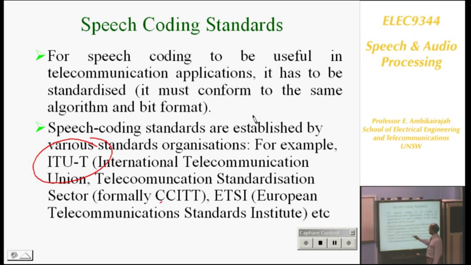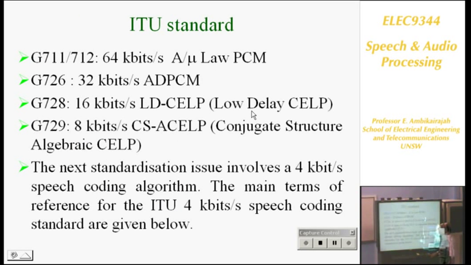ITU was formerly called CCITT, and then European standards are called ETSI. So what are the ITU standards? For example, G.711 is 64 kilobits per second. That was the standard algorithm available. And you can actually buy that algorithm, or you can look on the web, and if it's available free, you can download it and use it.